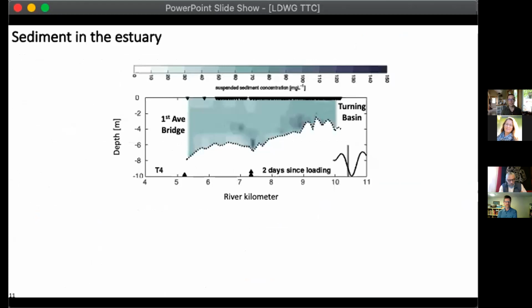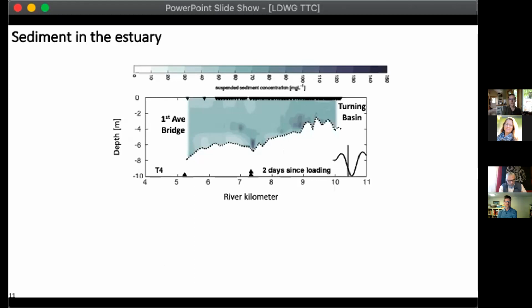The spatial transects, or along channel snapshots, basically act as X-rays in that they allow you to see the vertical and horizontal distribution of suspended sediment in the water column. Here's an example from May 2011. Depth is on the y-axis, so the water surface is at the top, and the bed is shown by the dotted line. And this survey extends from the turning basin on the right seaward to the First Avenue Bridge on the left. The shading indicates suspended sediment concentration, and the darker the shading, the higher the concentration.